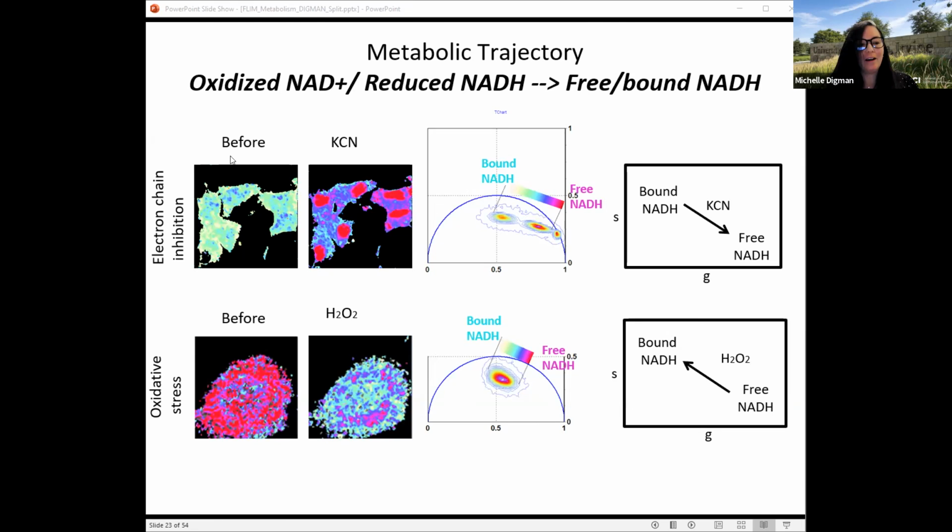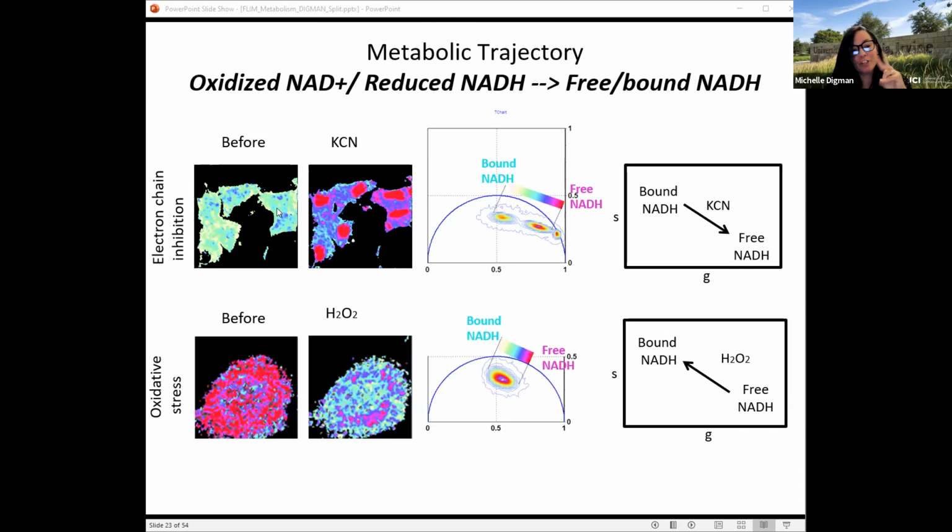So here we have, let's say, the cells. We can add potassium cyanide, which is an electron chain inhibitor. And so we're actually targeting the metabolic pathway through the mitochondria. So this is inducing the cells to undergo production of ATP, but in the glycolytic path. So you'll see that these pixels are more free, more pink. They're more free NADH compared to normal cellular respiration where there's more bound NADH.